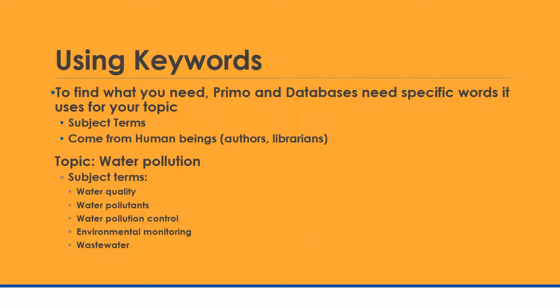To find what you need, Primo and databases need you to use the same words they use for your topic. These are called subject terms. They are assigned to resources by real human beings. Sometimes, looking at keywords for one item will lead you to find better terms for future searches. Let's look at our example, water pollution. Other words for water pollution could be water quality, water pollutants, water pollution control, environmental monitoring, or wastewater. How do you find out what terms to try? The answer is, try as many as you can.